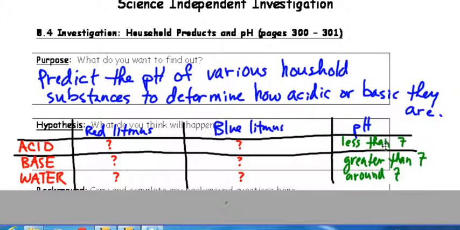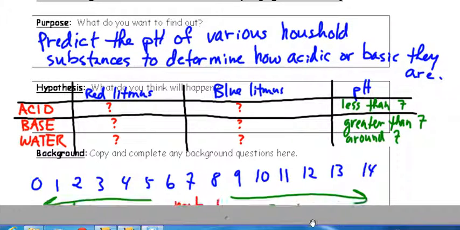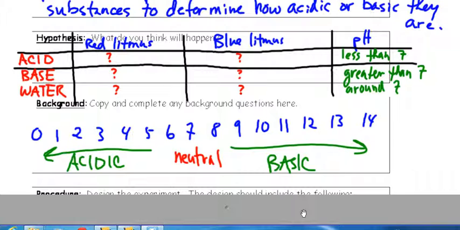And in terms of pH, we looked at that earlier. Acids should be less than 7, bases greater than 7, and water, it's neutral, so it's around 7. Background here, of course, I have that here. So the pH values, you've seen this again earlier on. Neutral substances are around 7, acidic substances are below, and bases are higher.